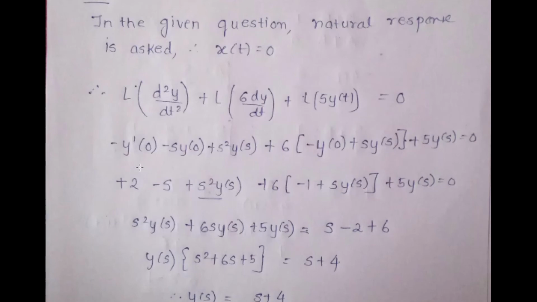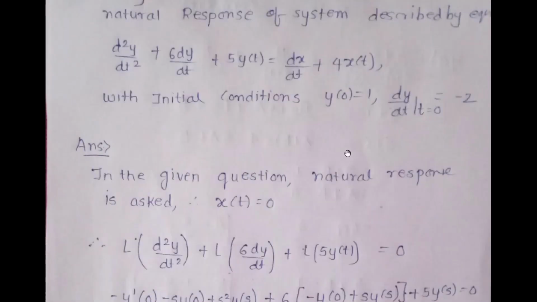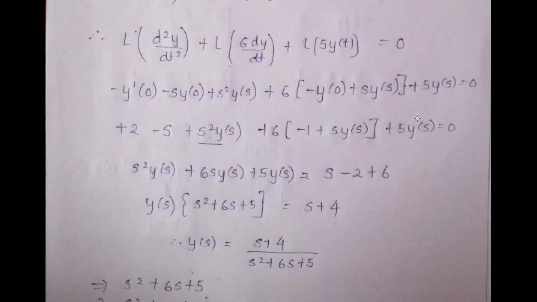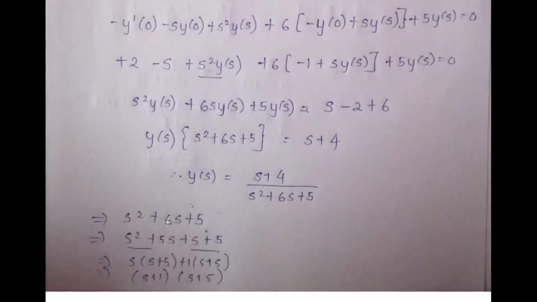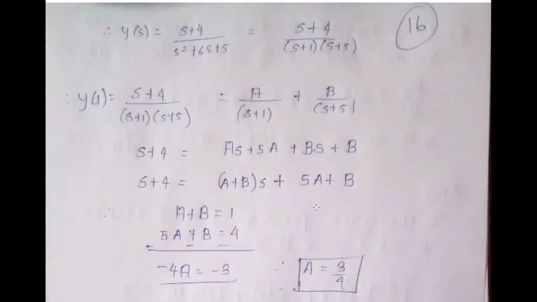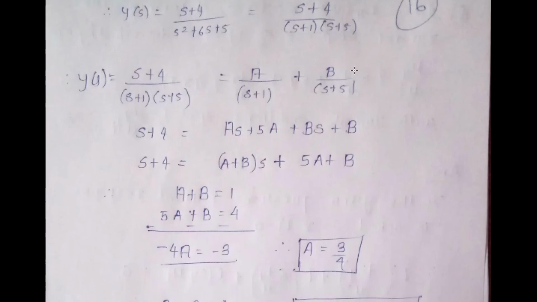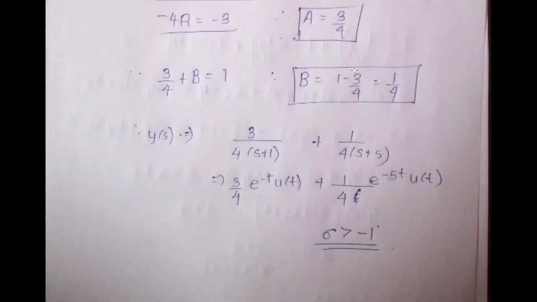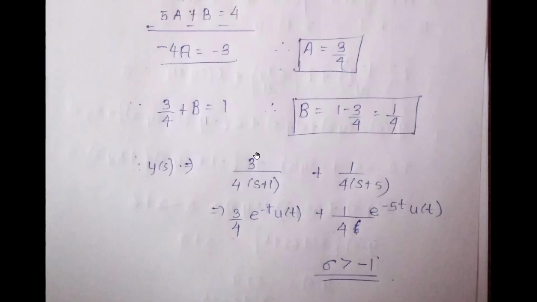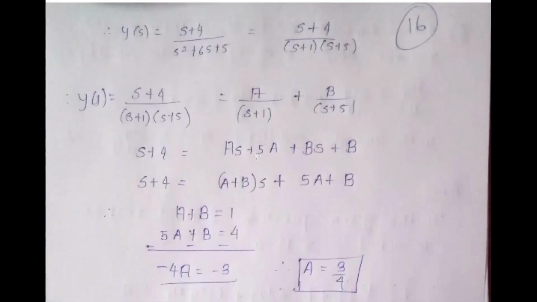Now just substitute these values of y dash of 0 and y of 0, which are given up in the question. Try to find out y of s, which will be given as s plus 4 upon s square plus 6s plus 5. So you can break this as s plus 4 upon s plus 1 into s plus 5. Here simple partial fraction is applied in order to find out the final answer.